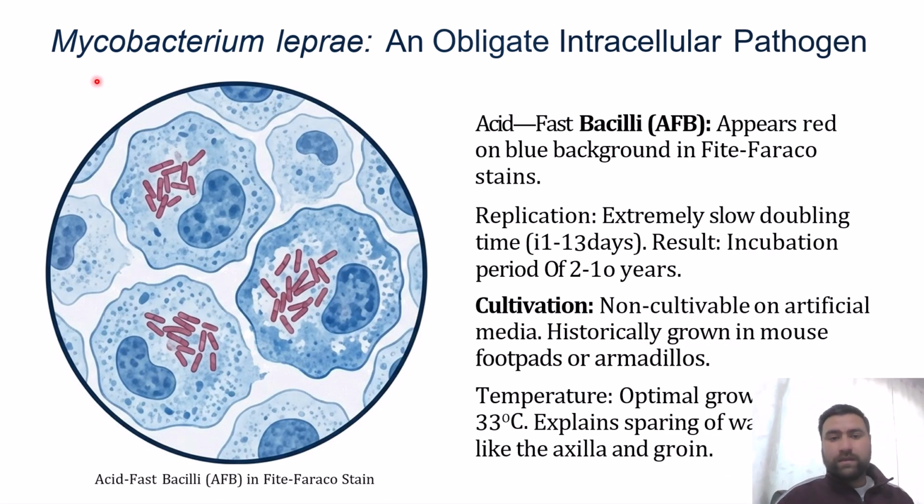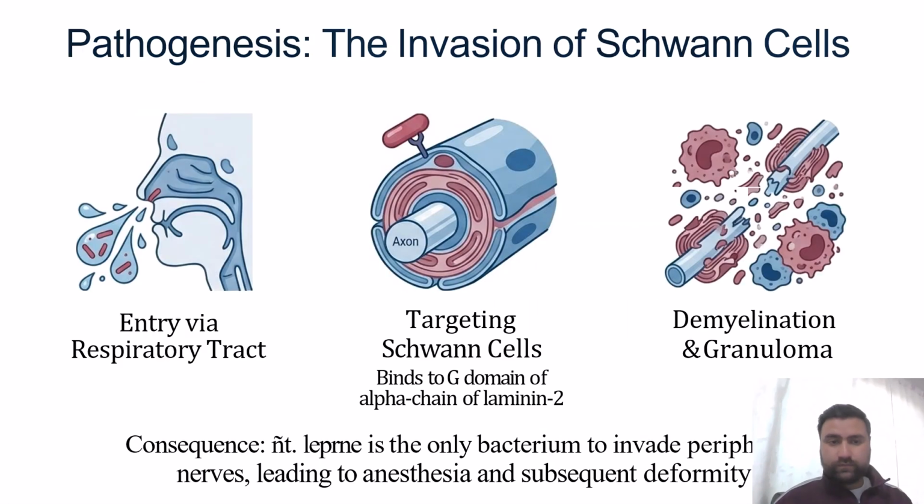So here you can see Mycobacterium leprae inside the cell, because it remains inside the cell. It is an acid fast bacilli that remains inside the cells. It has a very slow replication time. It almost takes 13 days to multiply. It grows mostly at cooler temperatures.